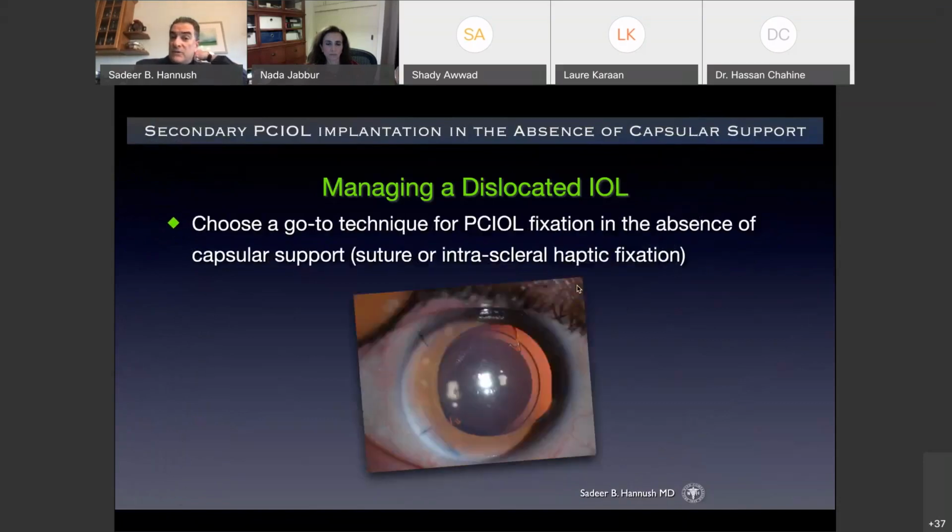Secondly, familiarize yourself with at least one scleral fixation technique, either with suture, and when we talk about suture, obviously we're talking about 9-0 polypropylene, 10-0 polypropylene, or 8-0 Gore-Tex. By the way, for those of you who use 8-0 Gore-Tex, it's a very neat technique. It has certain problems that you need to familiarize yourself with. I'm happy to talk about that today.